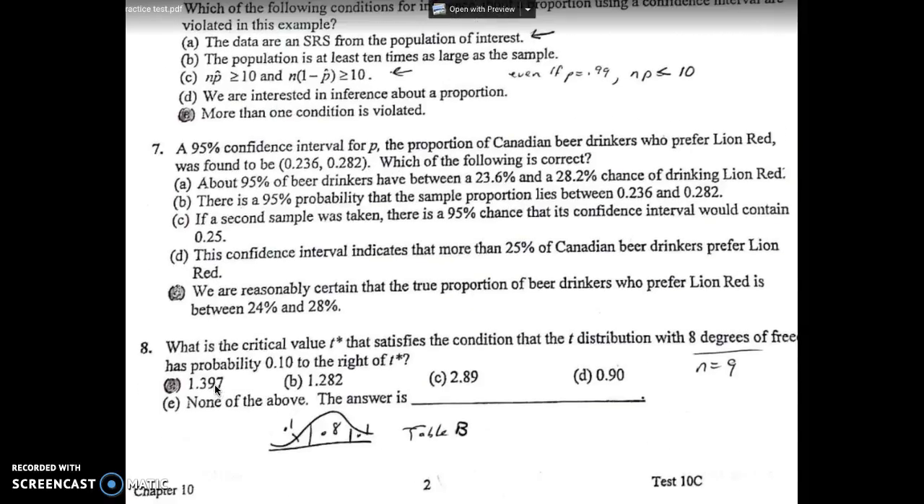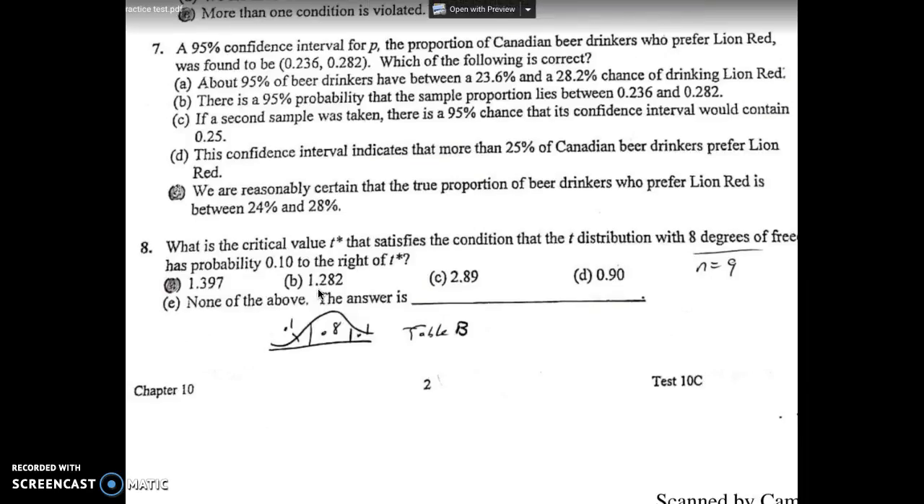Question 7. A 95% confidence interval for p, the proportion of Canadian beer drinkers who prefer Lion Red, was found to be 0.236 to 0.282. Which of the following is correct? So I read through the answer choices. The answer choice here is, we are reasonably certain that the true proportion of beer drinkers who prefer Lion Red is between 24 and 28%.